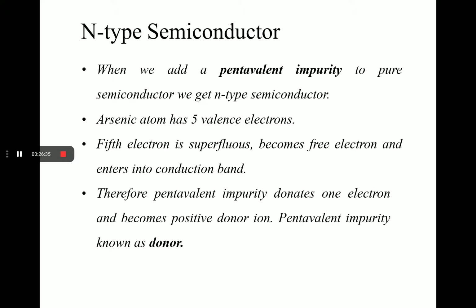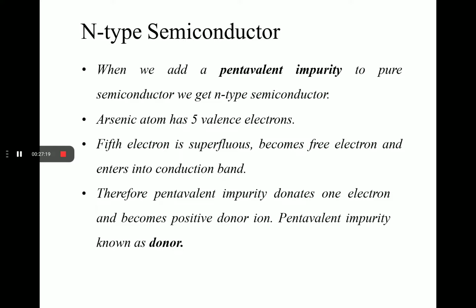So at room temperature itself, all such electrons become free electrons. That is, each impurity atom donates 1 electron, and this type of impurity is called donor impurity, because it is donating electrons. That is, we have a pentavalent impurity with 5 electrons in the outermost shell added to the semiconductor. That electron is free to donate, so we call it donor impurity. The donated electrons are called excess electrons. There will also be some electron hole pairs generated because of breaking of covalent bonds.